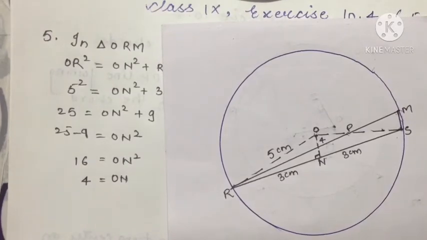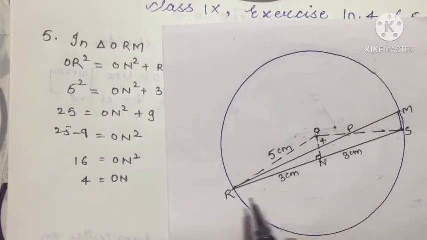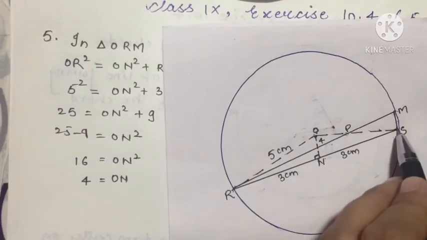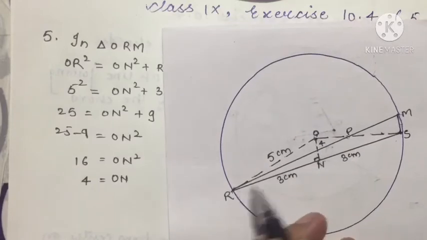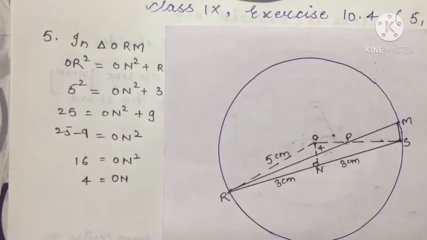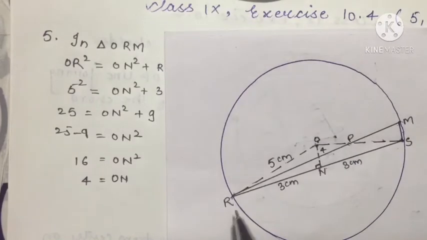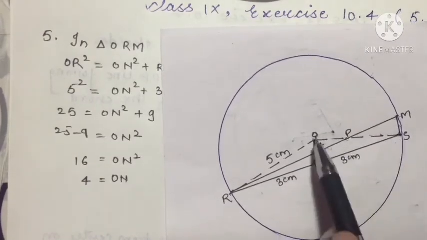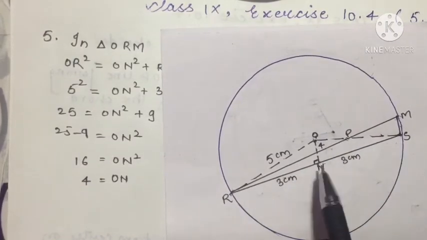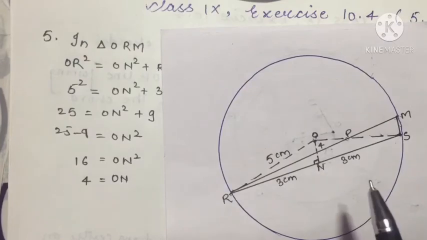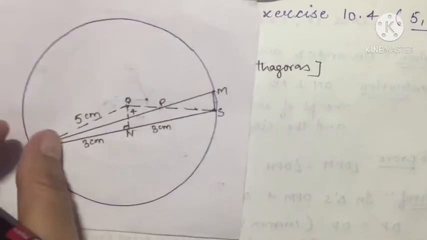Now students, see the strategy we will use here. We will take triangle ORS. We will find the area of triangle ORS by taking 2 different bases. Let me repeat it again: I will find the area of this complete triangle ORS by taking 2 different bases. See how I am going to do it.